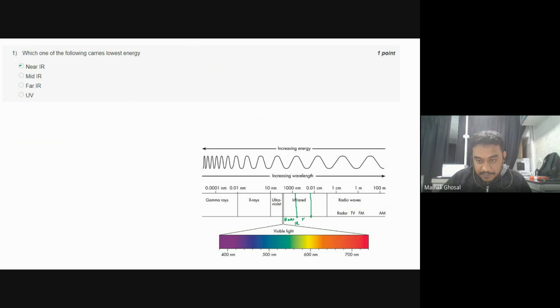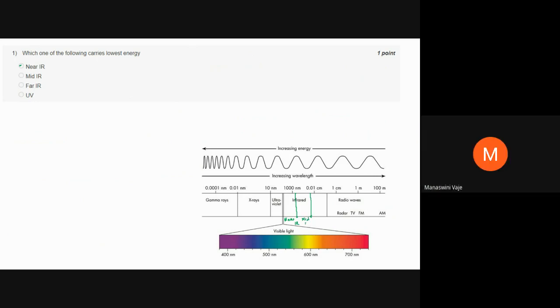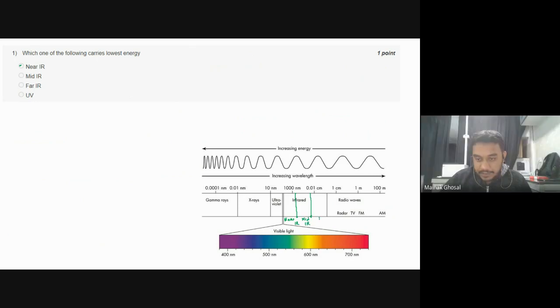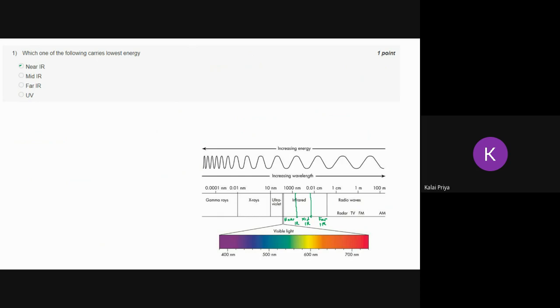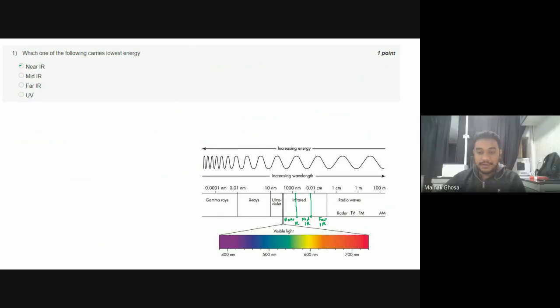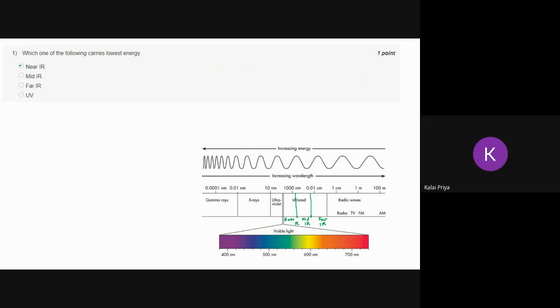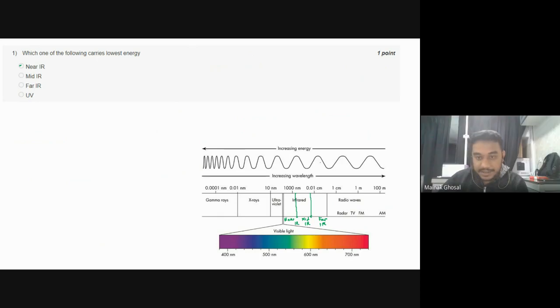This is mid IR. And this must be far IR. Now you can tell me which has the lowest energy. Far IR, sir. Yes, far IR will have the lowest energy. Exactly, because you can see here the energy is increasing. As you go from this left side to right side, your energy is gradually increasing.